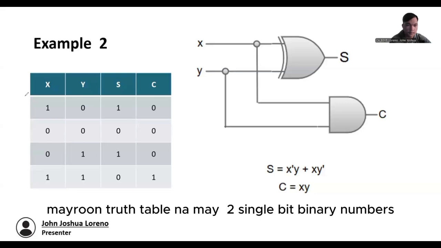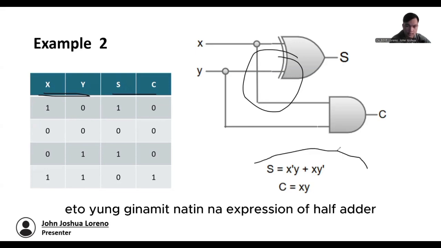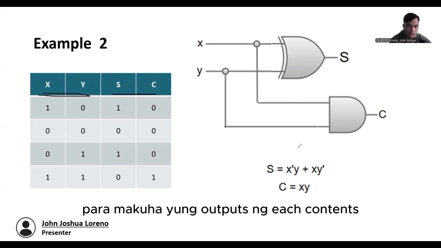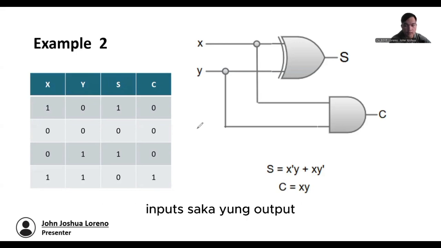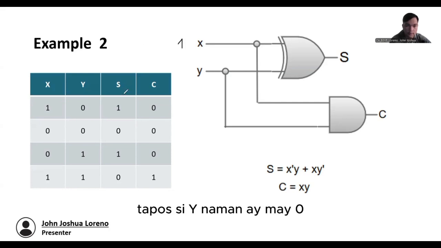Meron tayong truth table dito na may two single bit binary numbers, tapos dalawang output. Tapos ito yung logical representation natin or logic diagram. Tapos ito yung ginamit natin na expression ng half-adder para makuha yung outputs ng each content. Sa logical diagram naman makikita natin yung mga inputs saka yung outputs. Example na lang natin yung first row ng contents nila. Si X ay may 1, tapos si Y naman ay may 0.